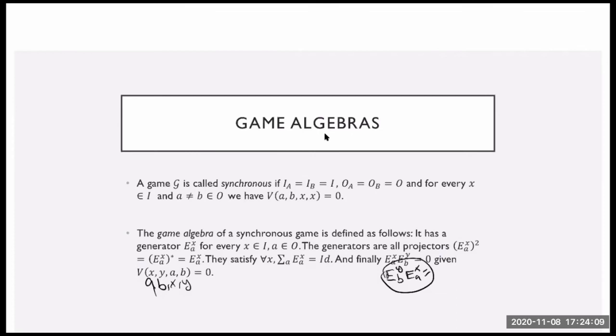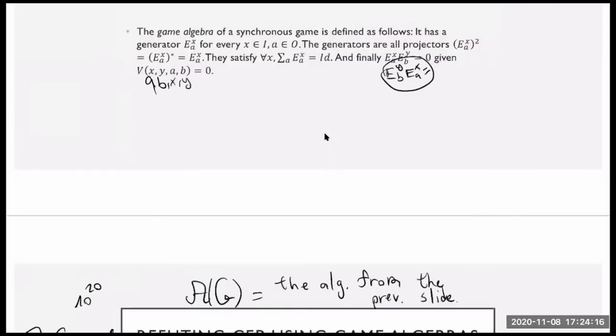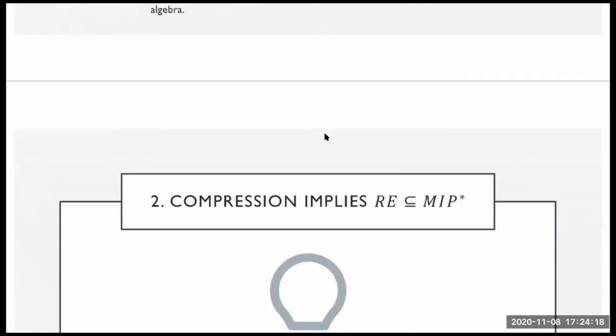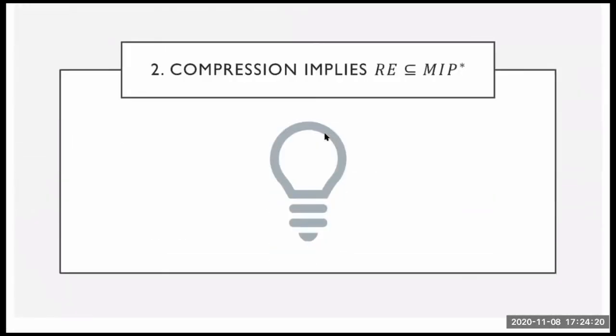Okay, great. So we move along. Okay, so let's talk about what compression is and why it implies RE is included in MIP*. So we go back to more computer science complexity things now.